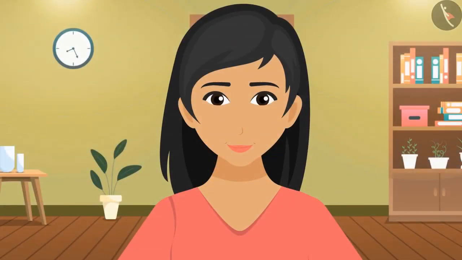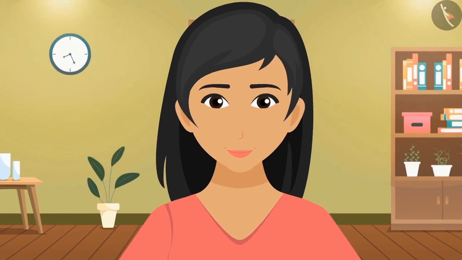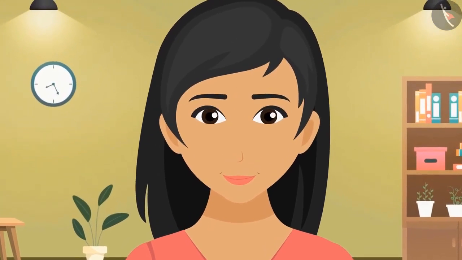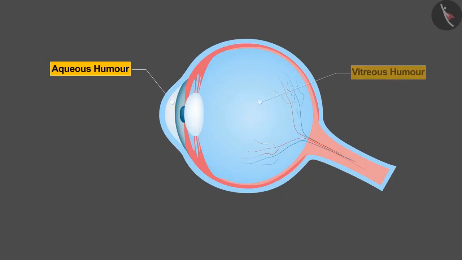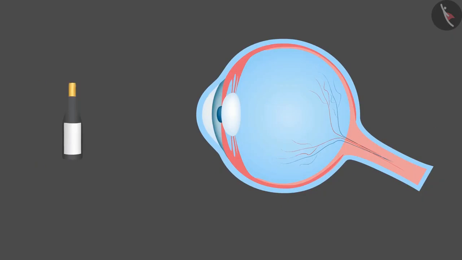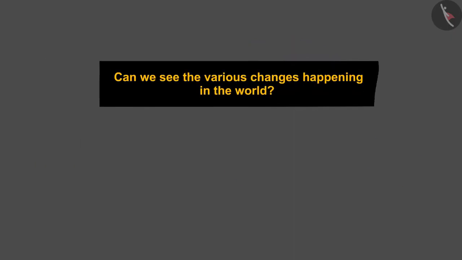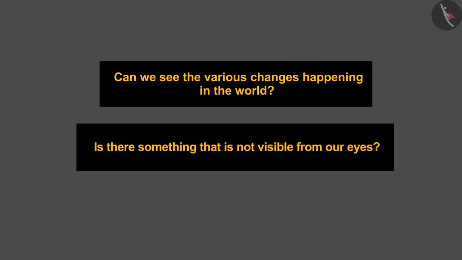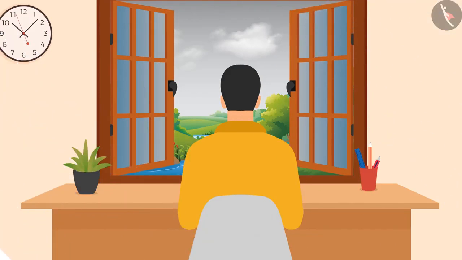We got to know about the parts of the eyes, the defects of vision and their corrections in our previous videos. We also discussed how sensitive and complicated our eyes are. We have also learned how we can see distant and nearby objects. But the question is, can we see the various changes happening in the world? Or is there something that is not visible from our eyes?